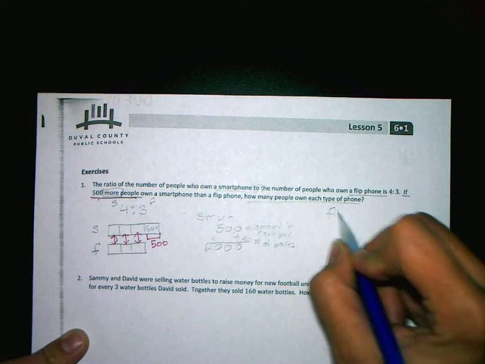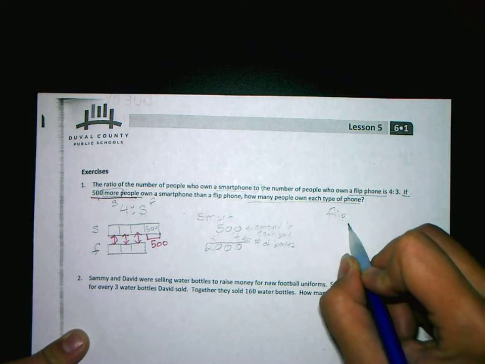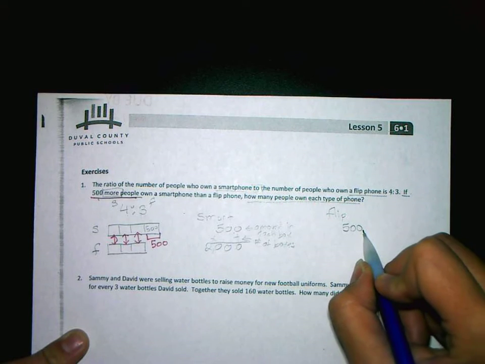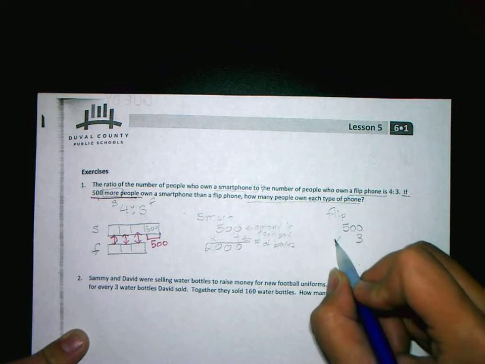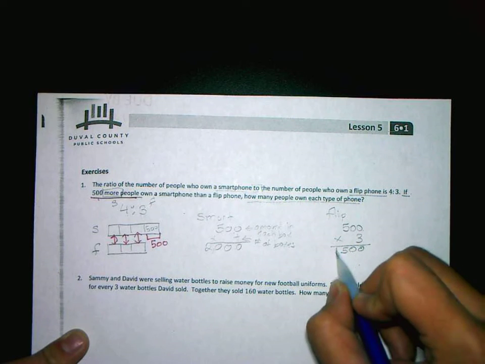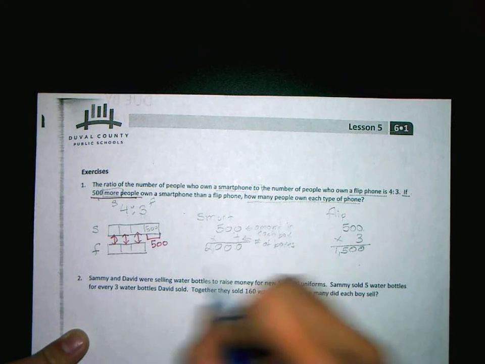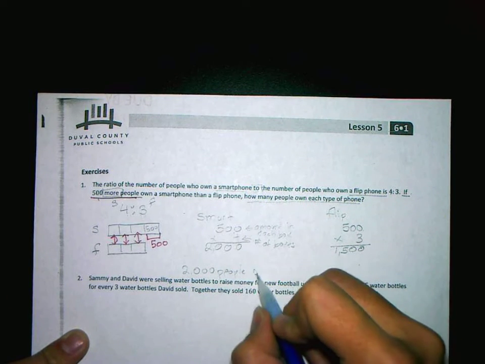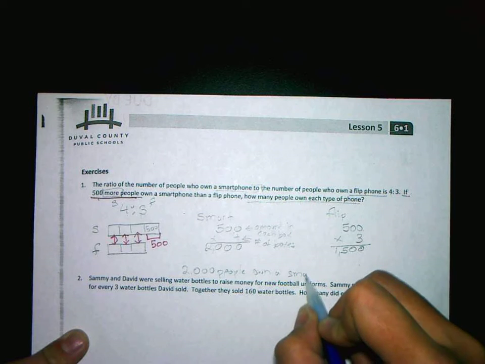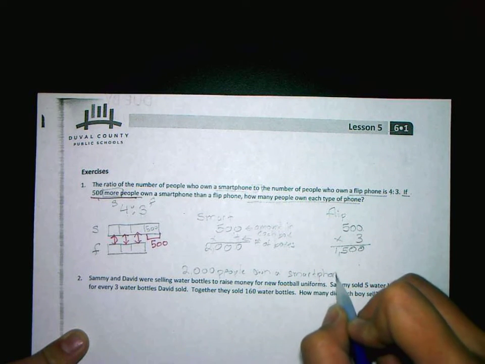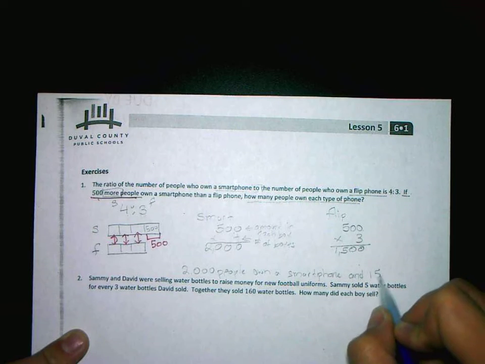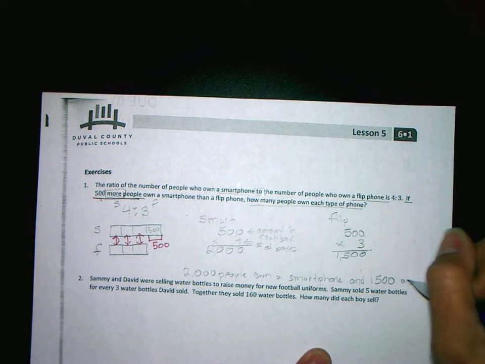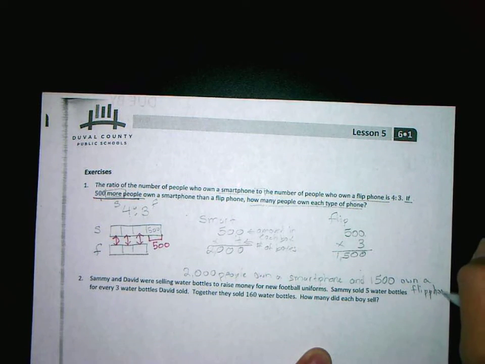And then for our flip phone, we're going to take 500, again that's the amount in each box, times 3, because I only have 3 boxes for flip phone, 0, 0, 15, that's 1,500. So 2,000 people own a smartphone, and 1,500, I'm going to run off the page, own a flip phone. Not too bad.